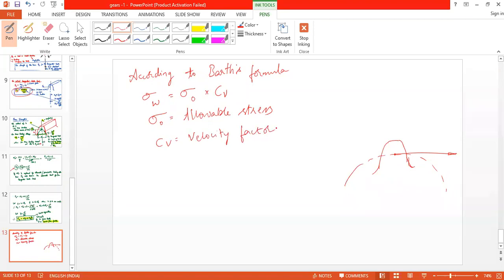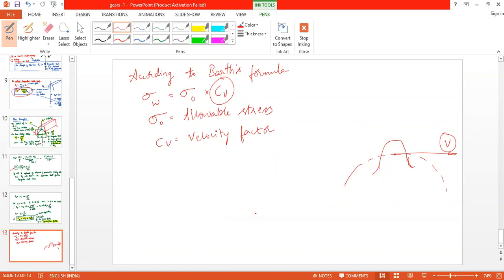So what is this Cv? It is a constant value which considers the dynamic effect, that is the effect of pitch line velocity. If the velocity is more, then the dynamic effect will be more. Therefore, we need to consider that also. If it were a case of static loading, we would not have considered this Cv. But it is a dynamic case, so we need to consider the effect of velocity. This will further reduce the working stress.